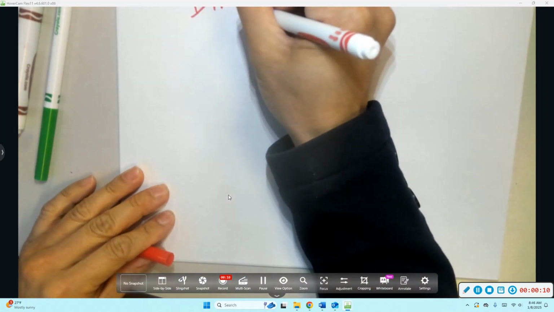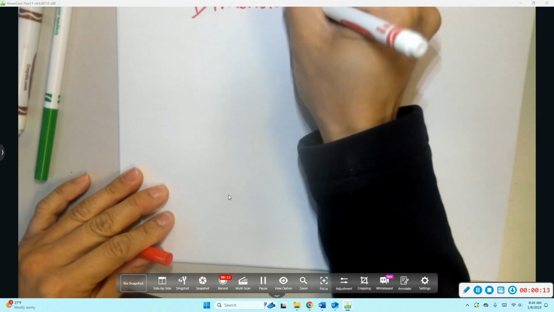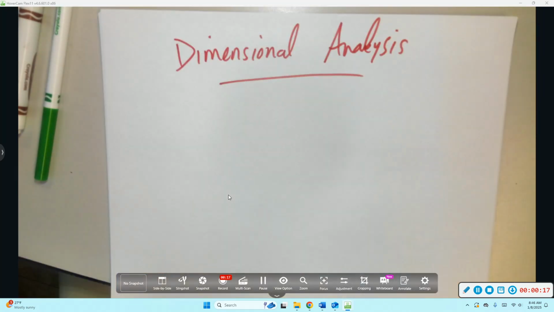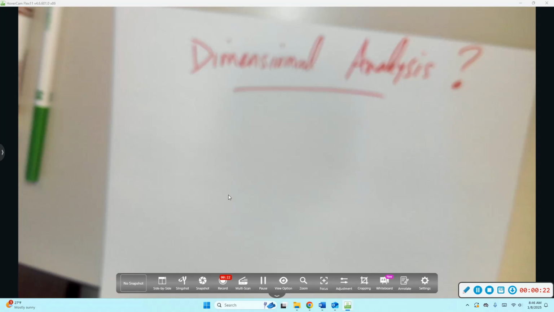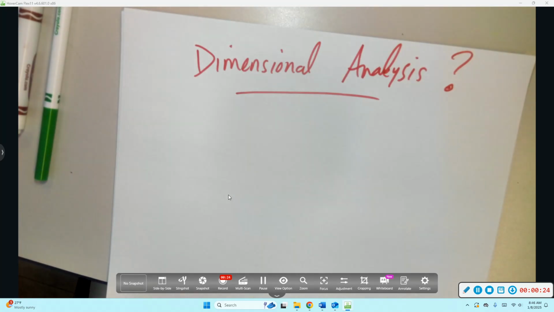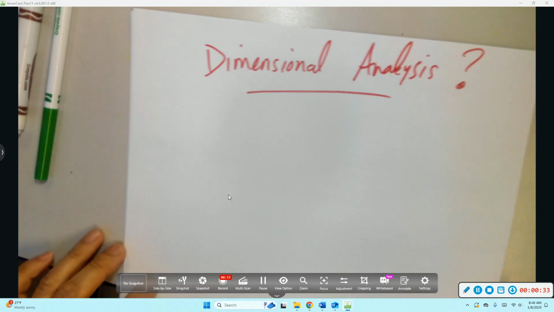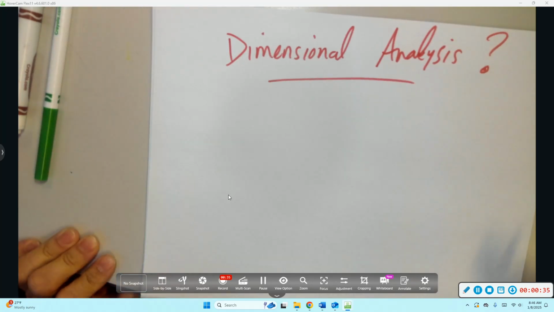Today's lesson is about a topic called dimensional analysis. Dimensional analysis. And the question you might ask, what is dimensional analysis? Dimensional analysis is converting between different units. Okay? The whole idea is converting between different units using a method to show how the units change.